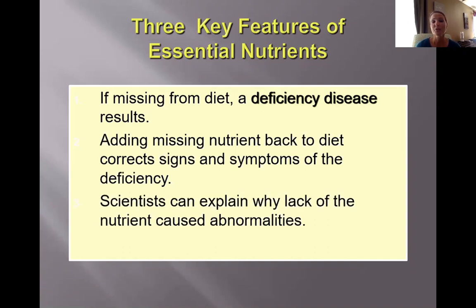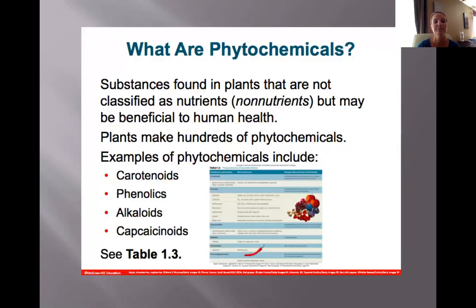And then another key component of essential nutrients is that we have an explanation for why scientists can explain why the lack of a nutrient can cause abnormalities. So we have the science to show that if these are the functions of these nutrients, and if we don't have them, this is what can happen. Okay.